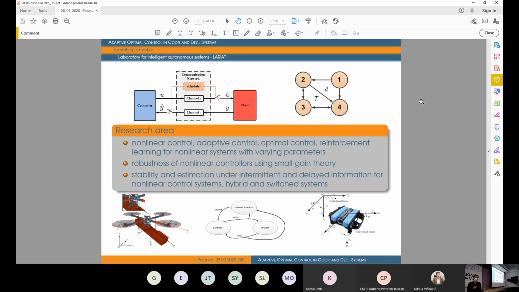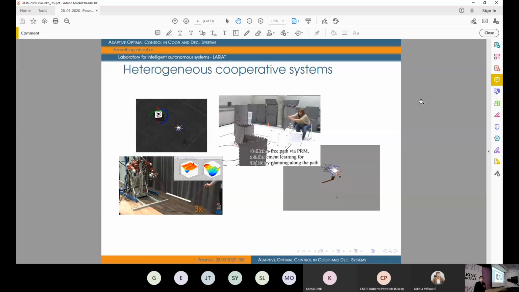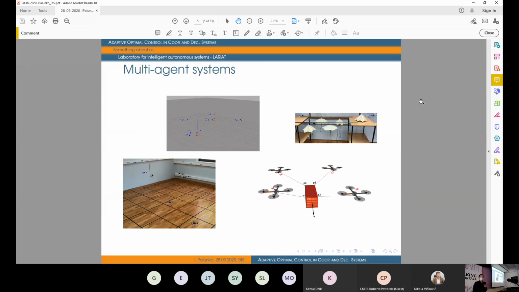Therefore, since my PhD and later, we've been working on adaptive control based on learning and stability and robustness of controllers for multi-agent systems and cooperative systems. Okay. So applications are, as I said, heterogeneous cooperative systems or multi-agent.